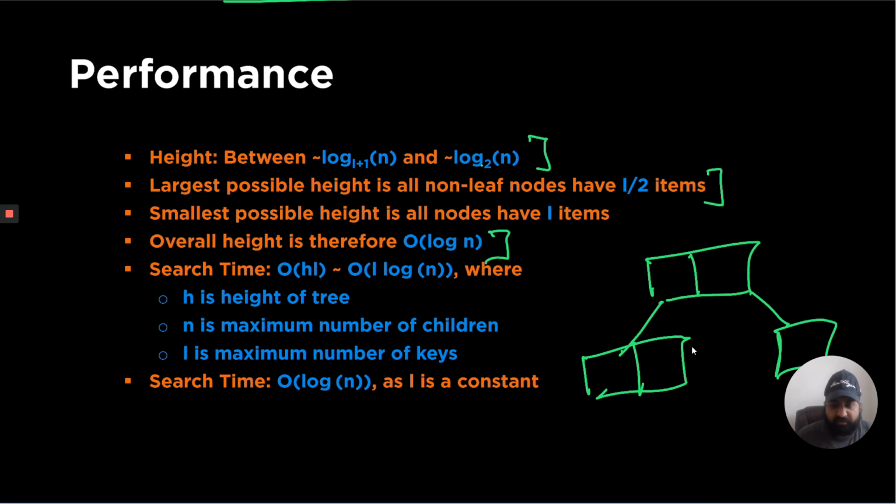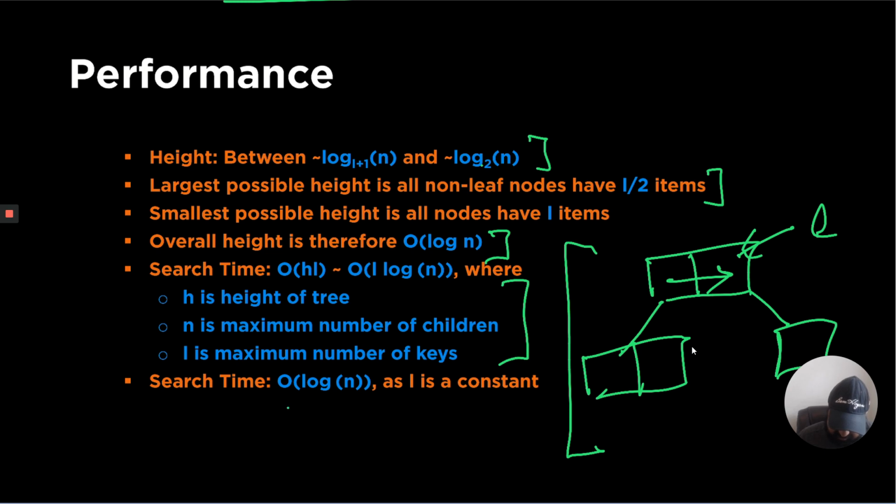So the overall height for a B tree or a B plus tree is O of log n. Now the search time is O of HL because it's dependent on height, as we saw earlier in B trees or B plus trees. Now you also have to search L elements in a particular node, because this can have at most L elements. So you have to search that. This can actually be simplified to log n because L is going to be a constant that is set by us. So we can perform most of the common operations in O of log n.